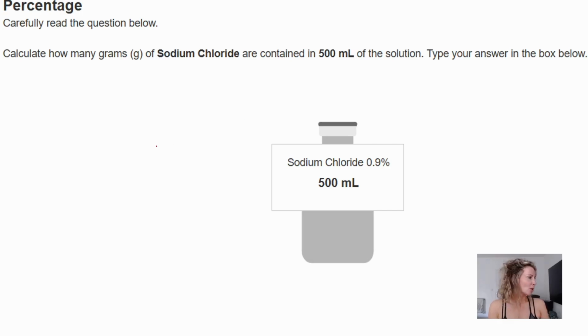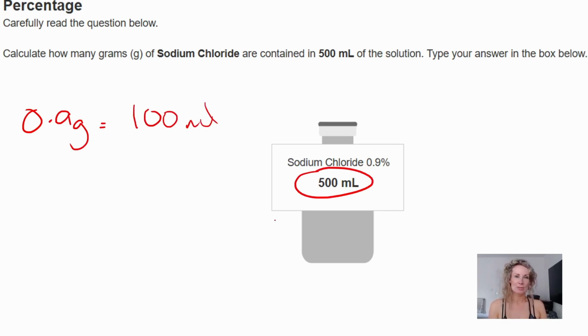This question is asking how many grams of sodium chloride are contained within a 500 ml solution. Well, they've told us that 0.9 grams equals 100 mils. And then we look and see what amount do we want. We would like 500. So 500 mils. What did we have to do at 100 to get 500? We had to times it by 5. If we did that on this side, we have to do the same on the other side.